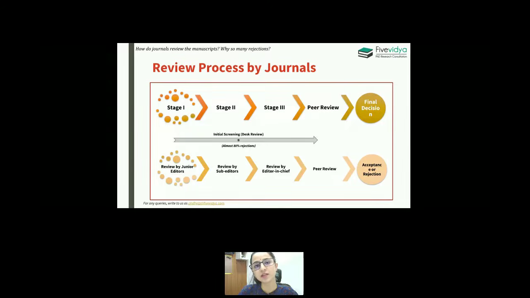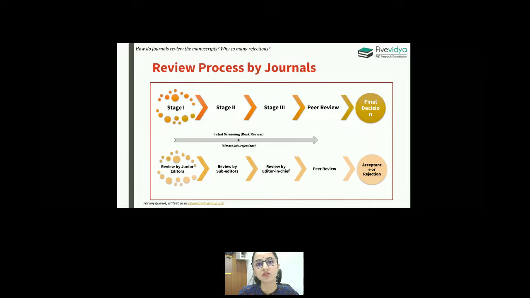The review process of a journal involves screening at the first 3 stages. These first 3 stages can also be called initial screening or desk screening stages. In stage 1, your paper gets reviewed by a junior editor, or you can also call them assistants. Stage 2 involves review by sub-editors, and stage 3 is the review by the chief editors or the editor-in-chief.